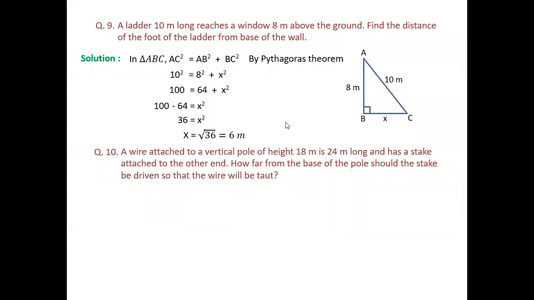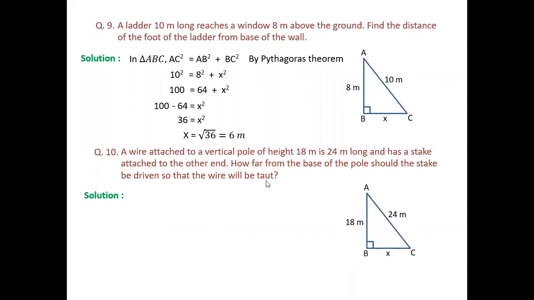A similar type, a wire attached to a vertical pole of height 18 meters. Pole is 18 meters and the wire length is 24 meters long and has a stake attached to the other end. That means you have a pole. So let us see how it is. This is a pole. It is 18 meters long. There's a wire which is 24 meters long. It is a stake, means it is grounded here at this point with a nail. Okay, driven.